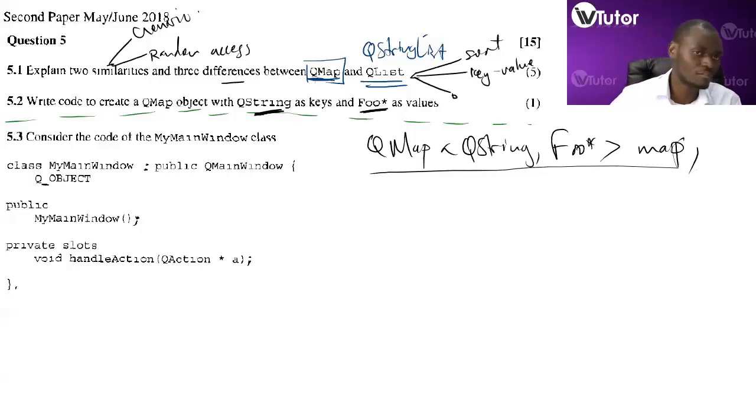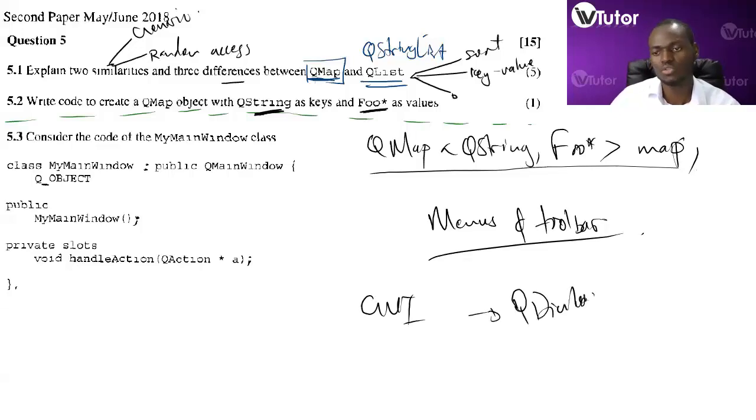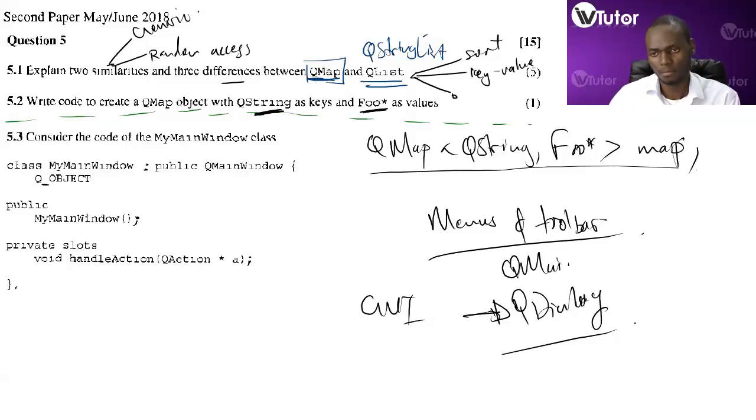So now 5.3 is talking about menus and toolbars, being able to build a menu and a toolbar. So you know that from our previous class, if we want to build a graphical user interface, we always use the QDialog, right? And then we talked about how to build a user interface from a QDialog. Another class you can also use to create a user interface is QMainWindow.